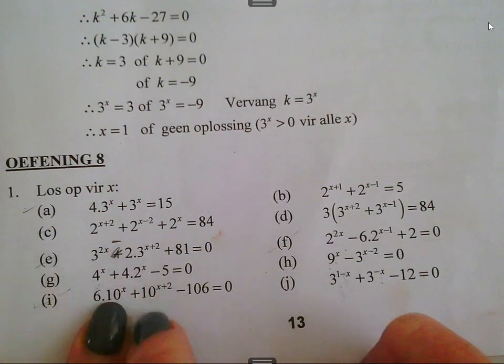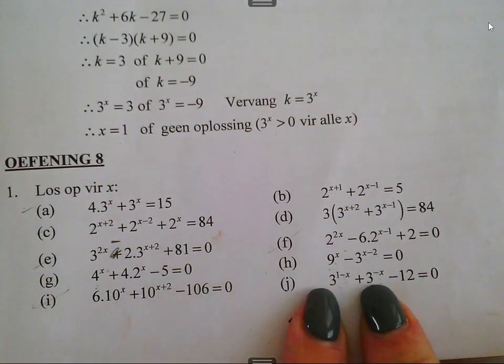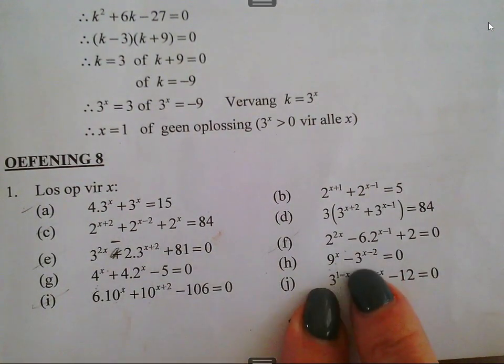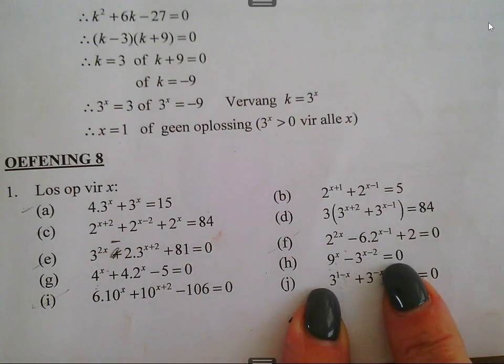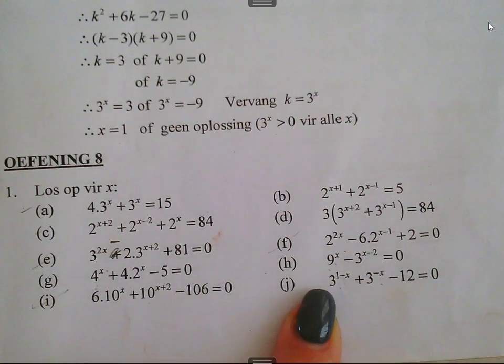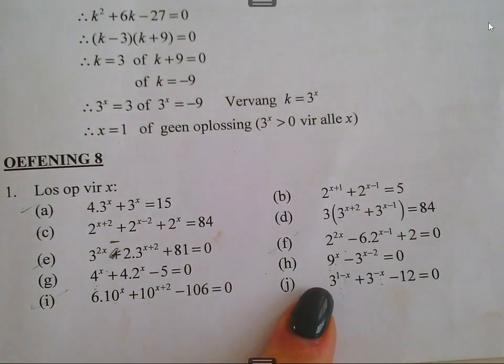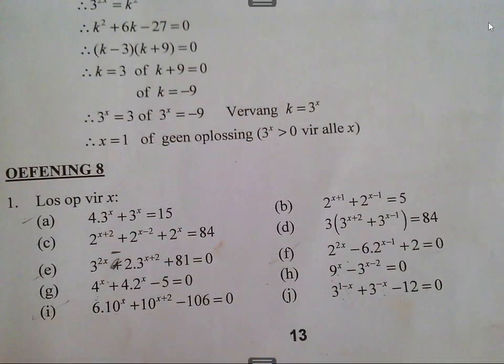Common. 10 to the power of x, 10 to the power of x. This one, there's a negative x and a negative x. Common. That is even if it's negative. If it's the same, it's common. If the one is double the other, it's quadratic.